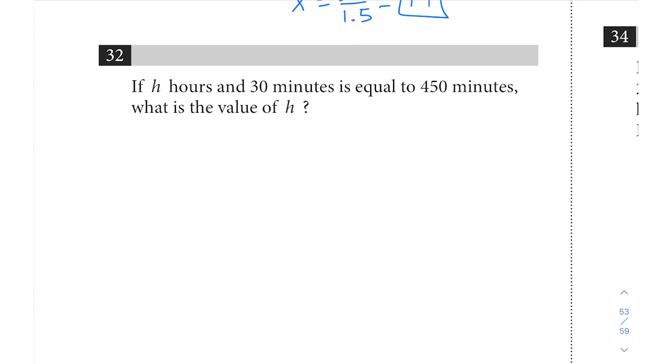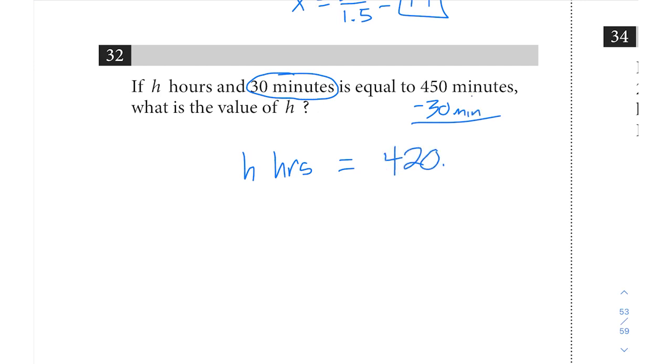Up next, let's take a look at 32. Here it says if h hours and 30 minutes is equal to 450 minutes, what is the value of h? So I recommend, since the 30 minutes added on here is just a fraction of an hour, let's see if we can take that out of the equation by subtracting that. Here, it's really like saying h hours is equal to, if you were to subtract those 30 minutes and not have that extra lingering amount, then 450 minus 30 would give us 420 total minutes. So really this question is just like saying, hey, how many hours is 420 minutes?